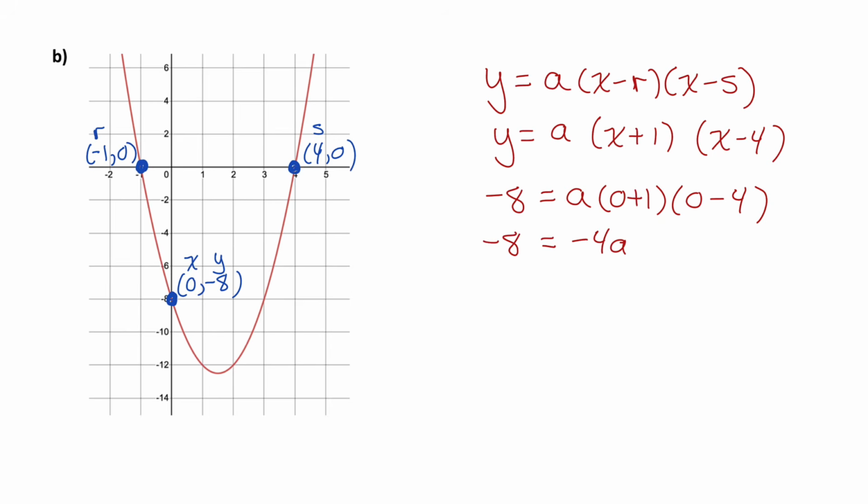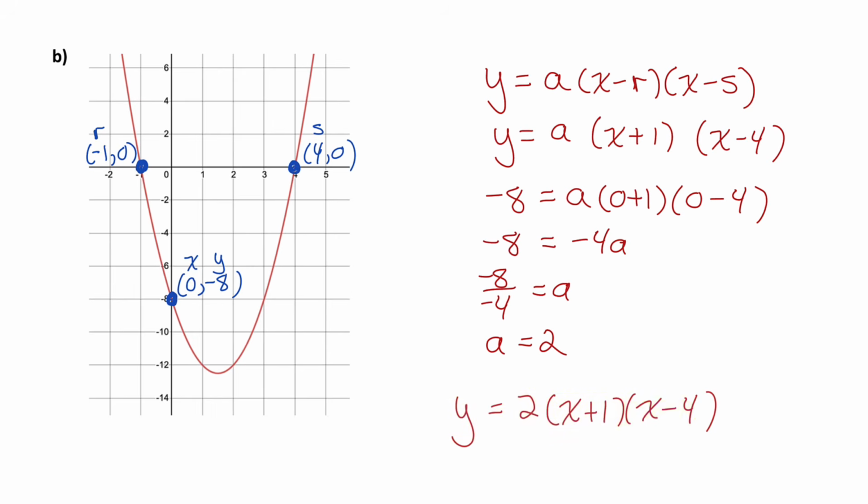And then dividing the -4 to the other side, I can see that the a value is just going to be equal to 2. So for my final factored form equation, I can just take this a value of 2 and sub it into that version right there. And there's my final answer. Notice this factor would be 0 if x is -1, which is why there's an x-intercept at -1. And this factor would be 0 if x was 4, which is why there's an x-intercept at 4.